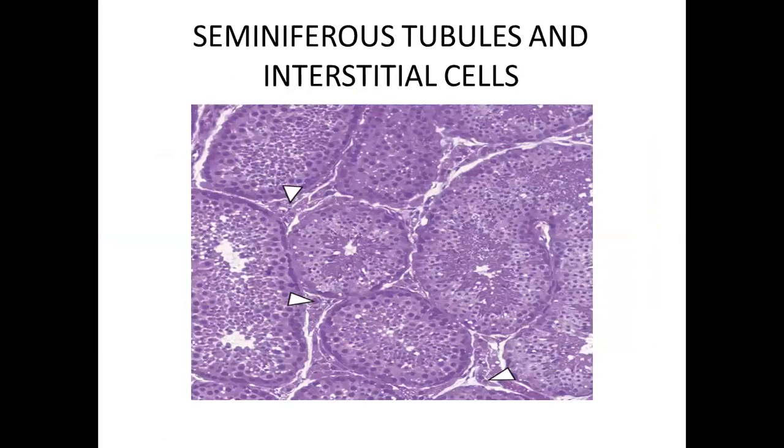So this is a medium size cross section taken from seminiferous tubule. They are lined by stratified germinal epithelium, and then in between them the arrows are indicating the cells which are present between seminiferous tubules, in the interstitium. These are the interstitial cells or Leydig cells.